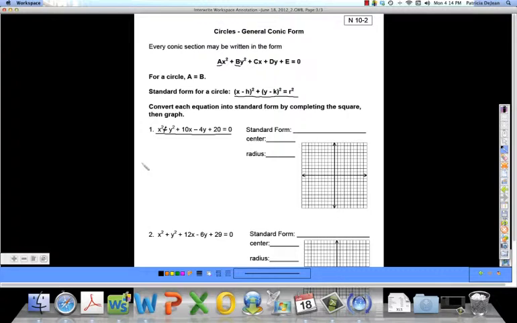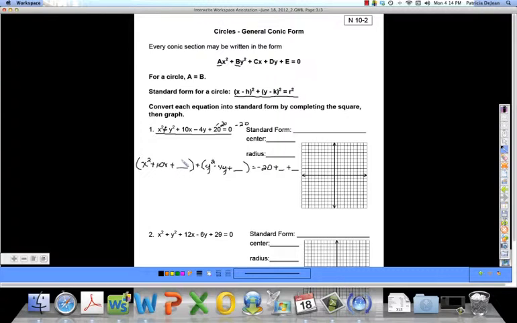So I'm going to go down here where I have plenty of room. We're going to group our x's together. So we have x squared plus 10x. Then I'm going to put a plus a blank, and I'm going to have to put something in that blank to complete the square. Plus y squared minus 4y plus blank equals, and we're going to take this 20 across, subtracting 20 from both sides. So we're going to have negative 20 plus blank plus blank. Whatever we put in these two blanks, we're going to have to put in blanks on the other side of the equal sign so that we don't change the whole value of the total equation.